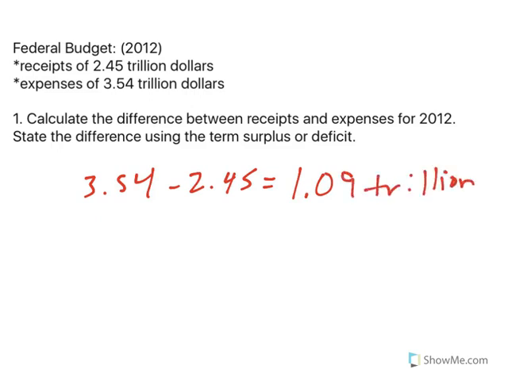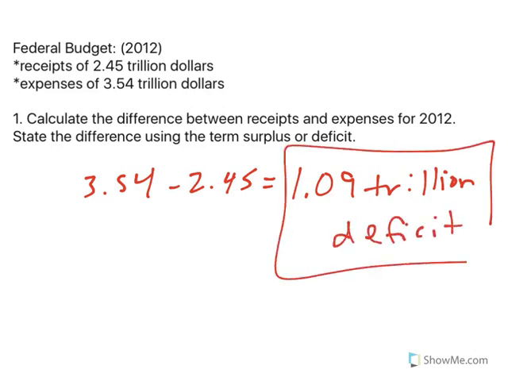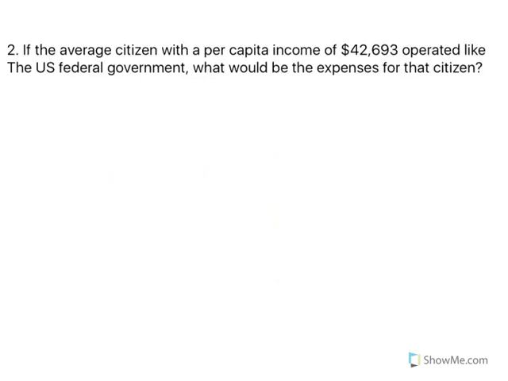Now, because the expenses are more, we paid more than we took in, so that makes this a deficit. All right, so we have a $1.09 trillion deficit, and that is what we are going to use throughout this page. Number two, if the average citizen with a per capita income of $42,693 operated like the federal government, what would be the expenses for that citizen?